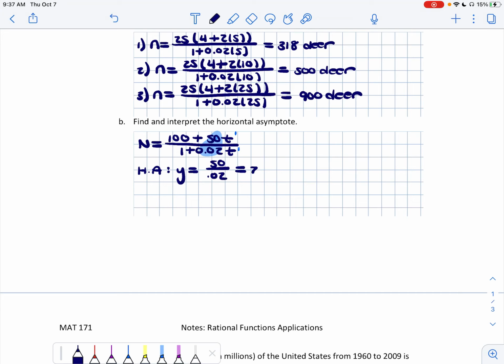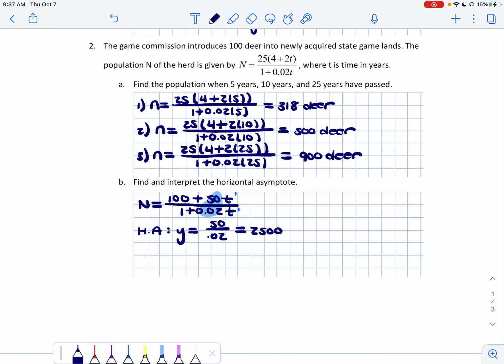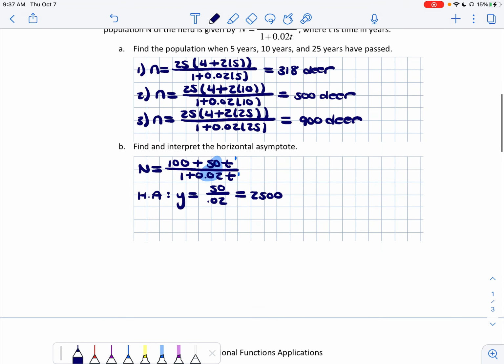Okay, so we come out with an asymptote of 2500. Now again, that horizontal asymptote is basically where our function is leveling off as our x values get really, really big. So in this case, our x values are representing the time in years. So as the number of years increases, or as time passes, that deer population is going to continue to increase, but eventually start to level off around 2,500 deer. So that's sort of the maximum capacity, if you will, of deer that you can actually physically hold on this island.